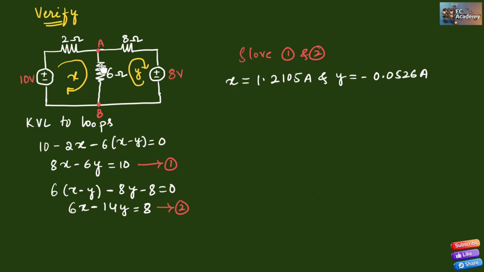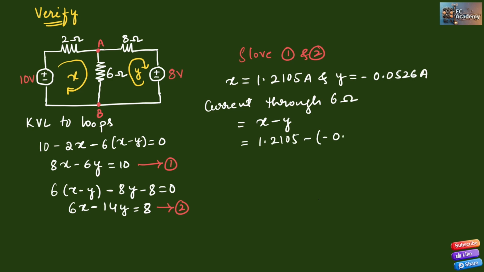Now if we observe the circuit, the currents x and y are flowing in opposite directions across the 6 ohm resistance. So we can write the total current through the 6 ohm resistor as x minus y. The value of x is 1.2105 minus of minus 0.0526. So the total current will be equal to 1.2631 amperes, which is the same as what we got using the superposition theorem.